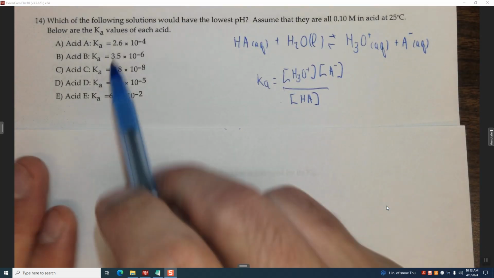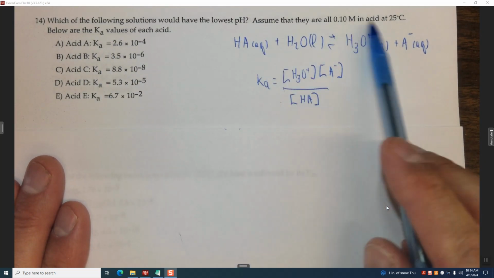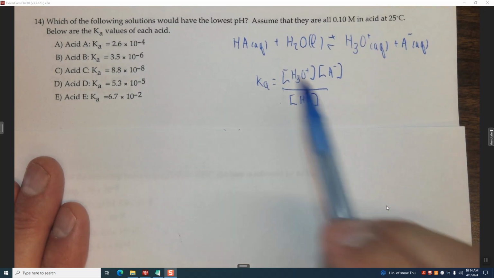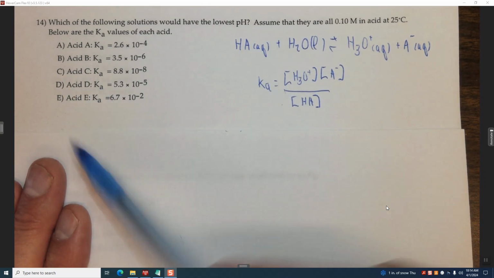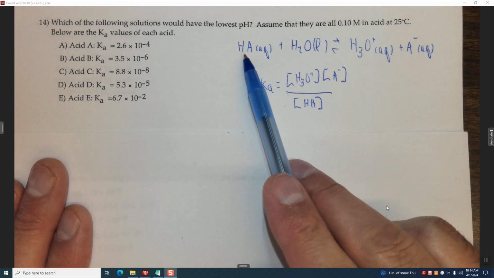All right, number 14 says, which of the following solutions would have the lowest pH? Assume they're all 0.1 molar acid at 25 degrees C, and the Ka values are below. Here I just wrote out an example of HA. We have B, C, D, and E. It doesn't matter though, we could call them anything. So HA is a weak acid.